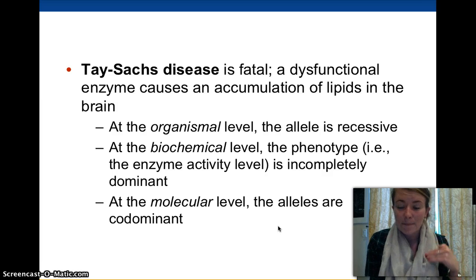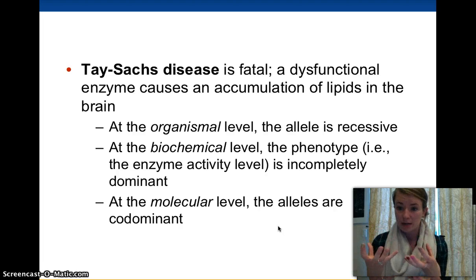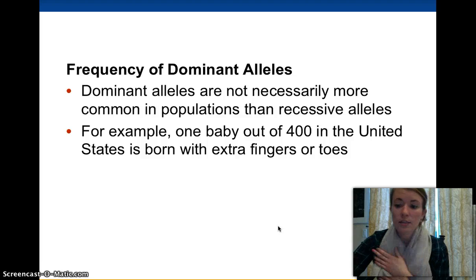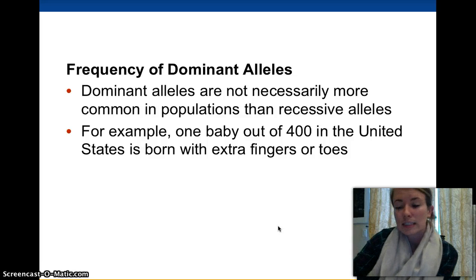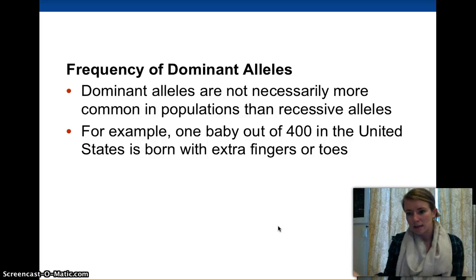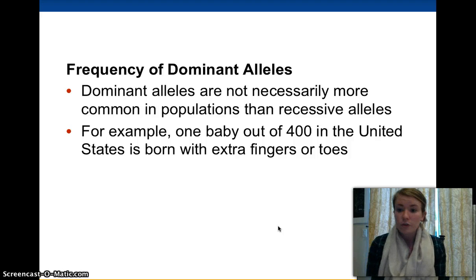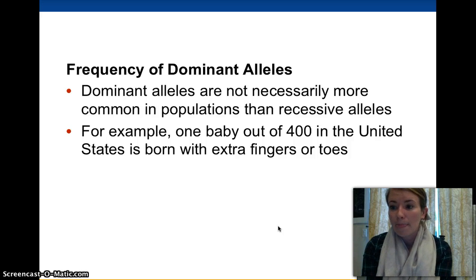Okay? And then at the molecular level, the alleles are codominant. They're both made. They're both there. Okay? So that's kind of confusing. Try and wrap your brain around that. So a lot of people think that just because an allele is dominant means that it's the more common one, but that's not really true. It just means that it is seen instead of the recessive allele.